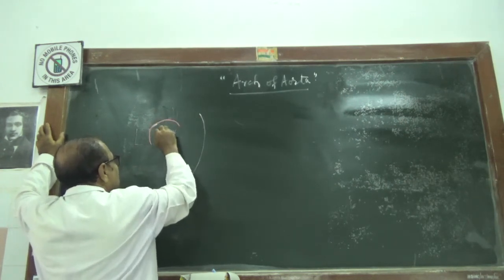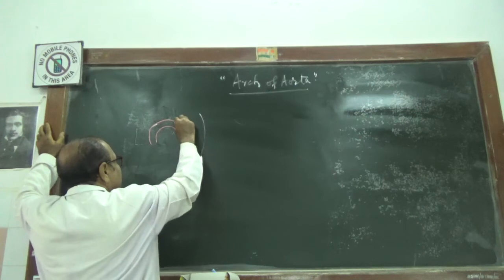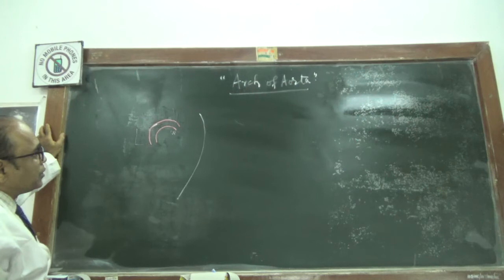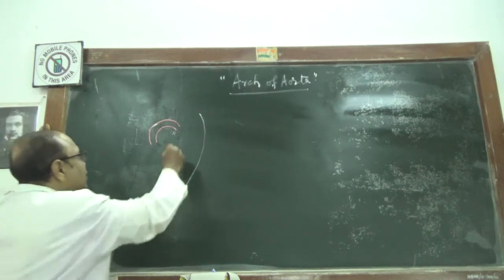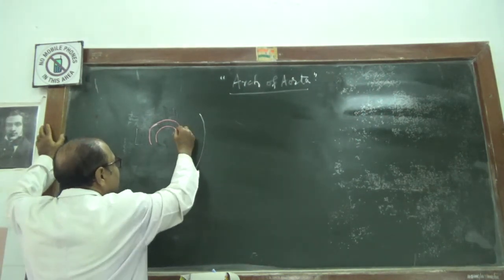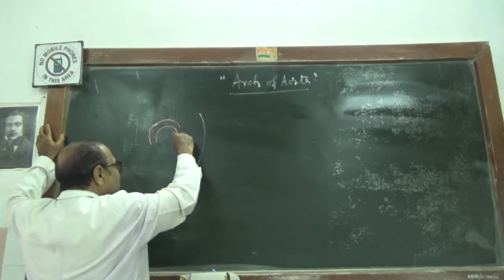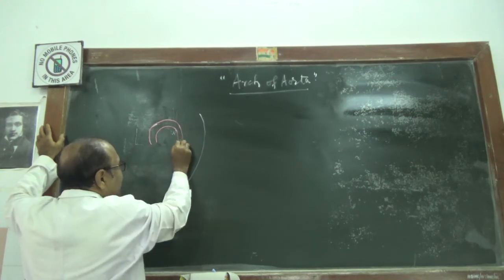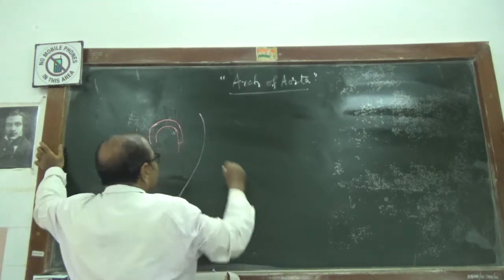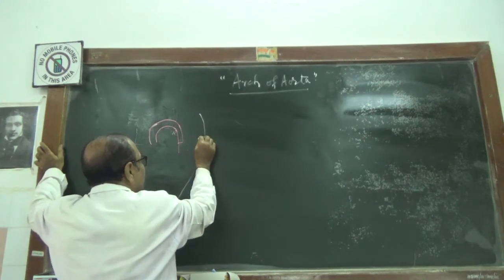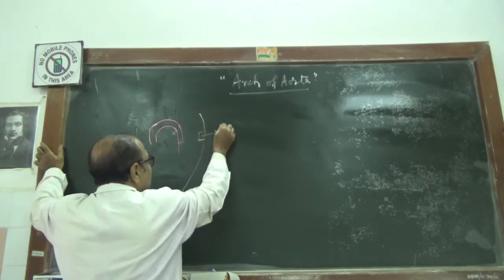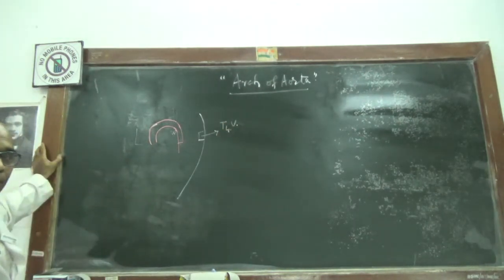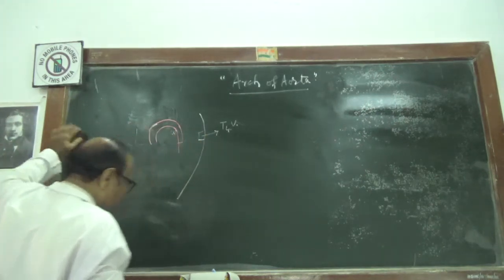Then it will take a turn after running backwards and a little downwards. Suddenly it will run straight, vertically down, as far as the lower border of T4 thoracic vertebra. So this is the course.